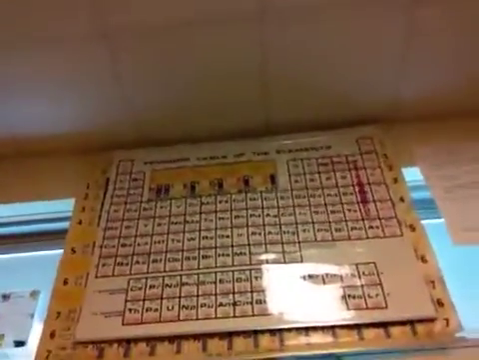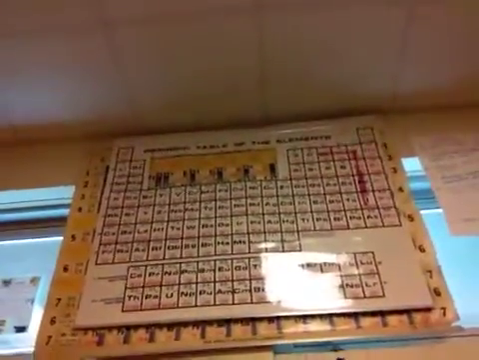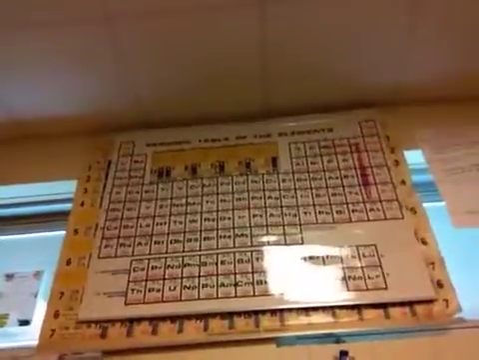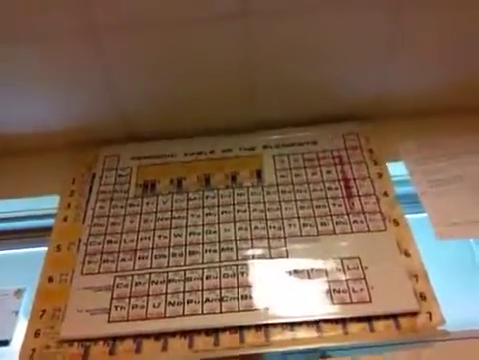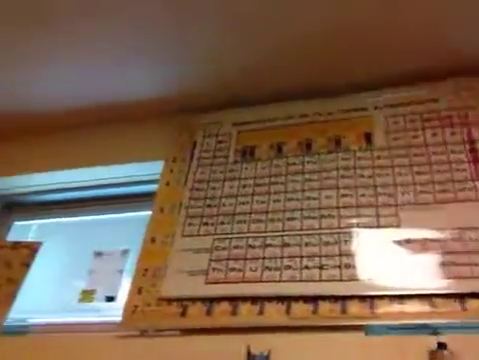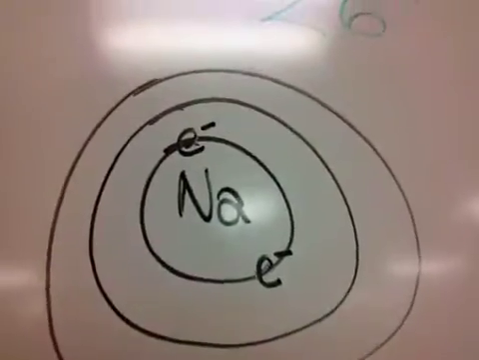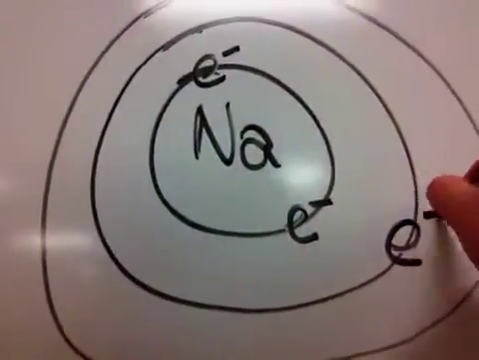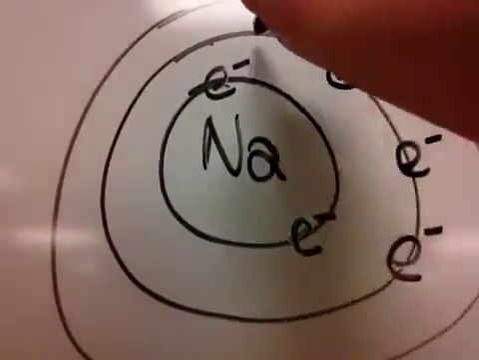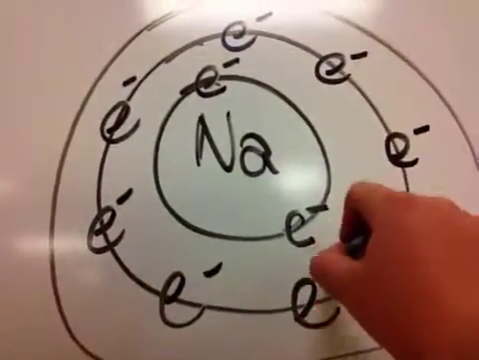So that means how many electrons can that second orbit hold? If you said 8, you got it correct. Because there are only 8 elements in that row, I can only hold 8 electrons in that orbit or on that energy level. So now let's go back. Okay, there's my sodium atom. So on my second ring, I'm going to draw in 8 electrons. So here's 1, 2, 3, 4, 5, 6, 7, 8.